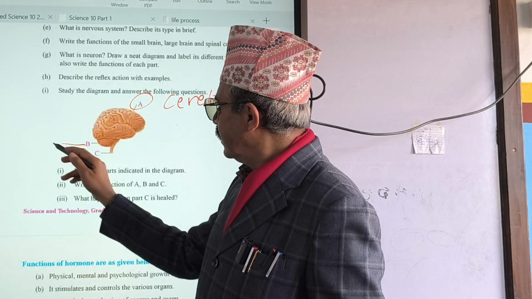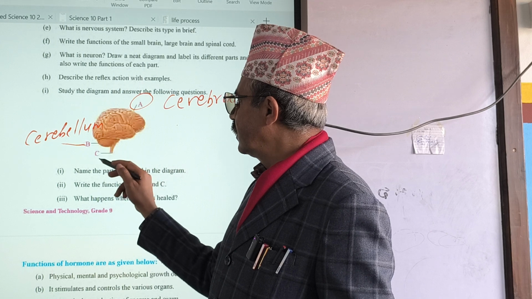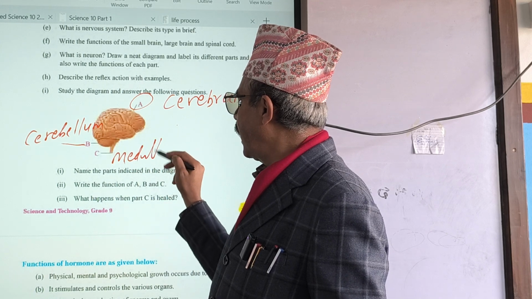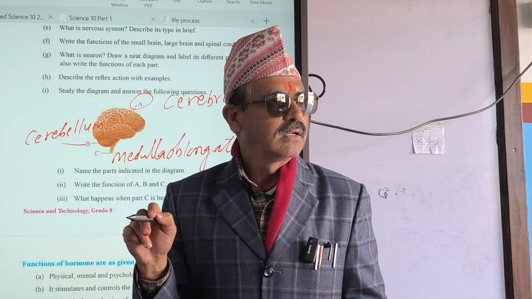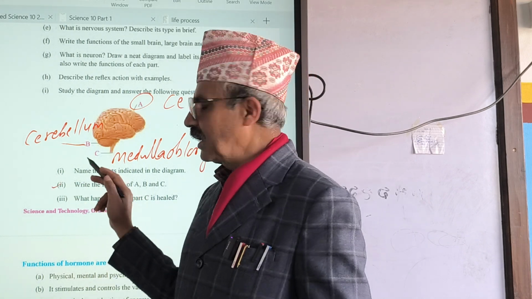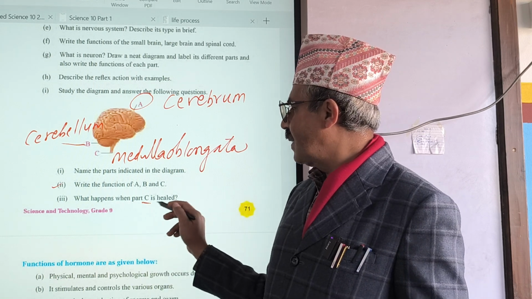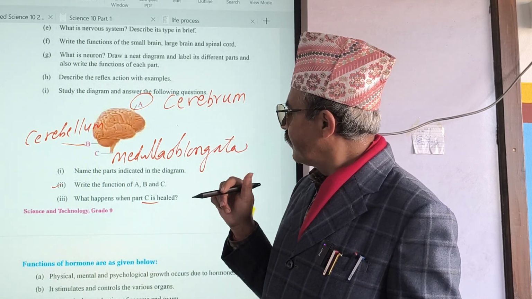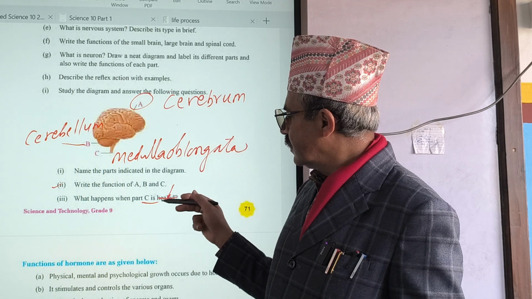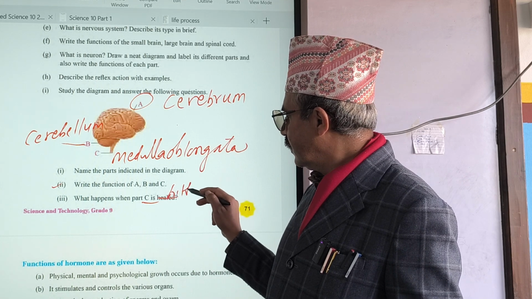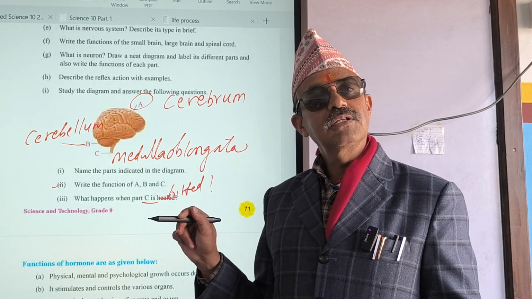Number B. Cerebellum. Number C. Medulla oblongata. Don't forget its name. Number second. Function of A, B, and C. One more function can be written. And what happens when C part is heated? Heated, not healed. Healed only means recovered. If C part is heated, stand dead.